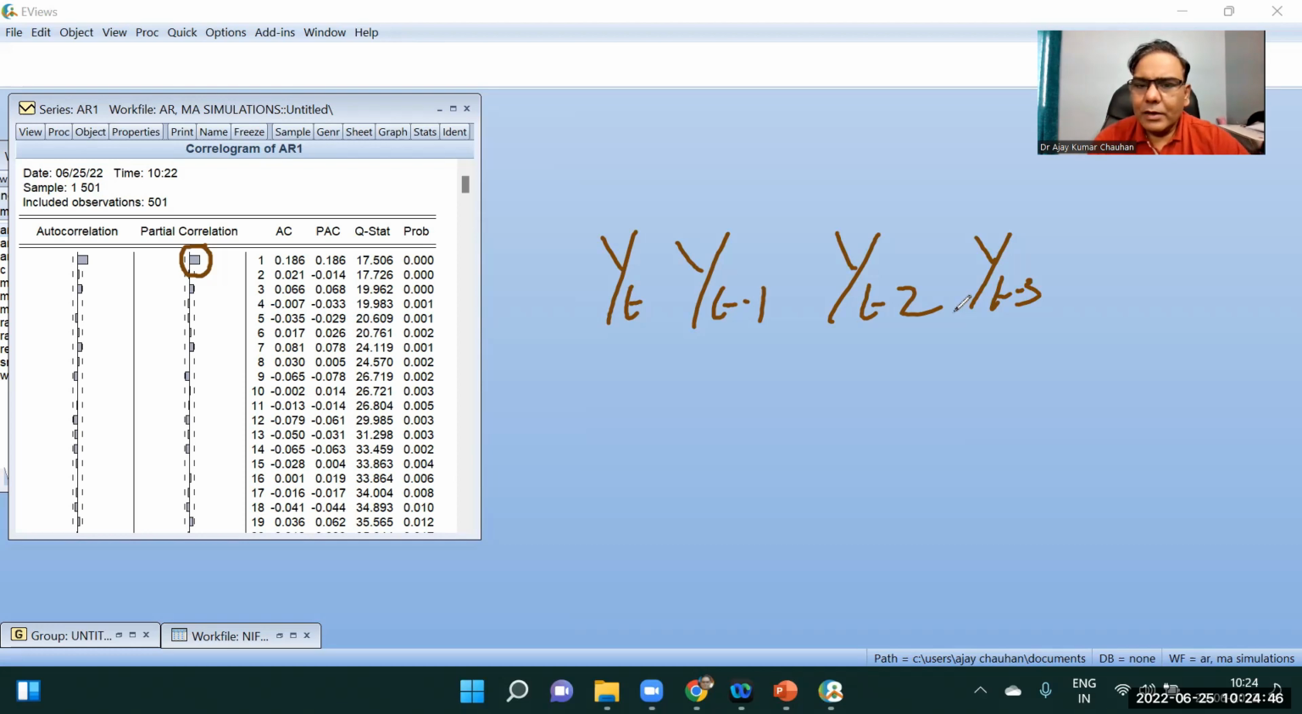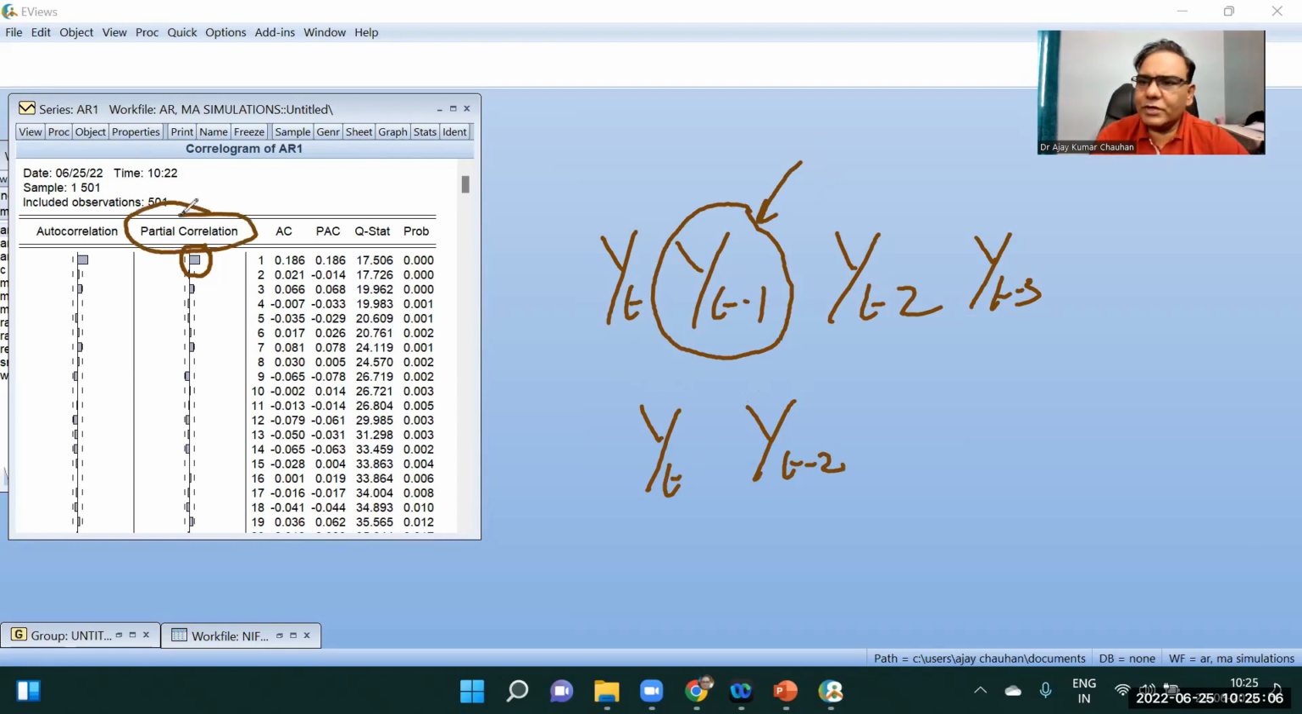Now, if I want to see the correlation between yt and yt minus 2, you need to remove the effect of this intermediate. If you remove the effect of this intermediate, this is called partial correlation. Partial correlation means after removing the effect of the intermediate series, whatever correlation is left is called partial correlation. And the correlation between yt and yt minus 2 without removing it is autocorrelation. After removing, partial autocorrelation. So I hope you understand the concept. Now see carefully, how many spikes are significant in AR1? Only one.